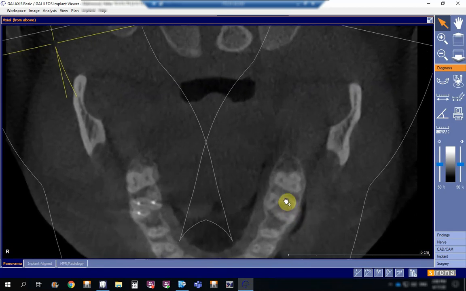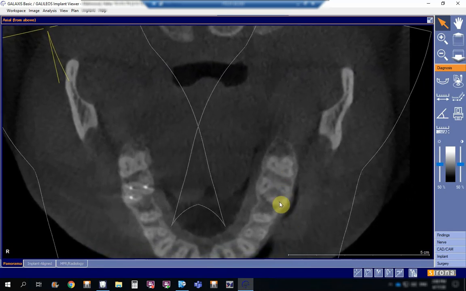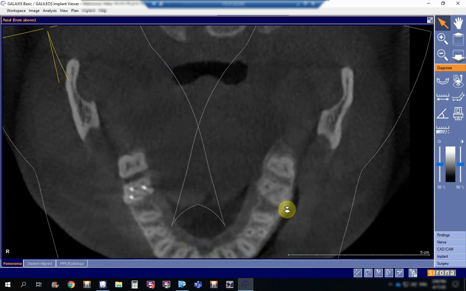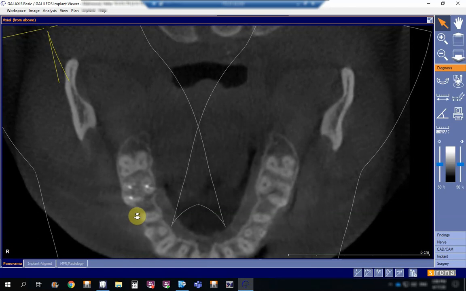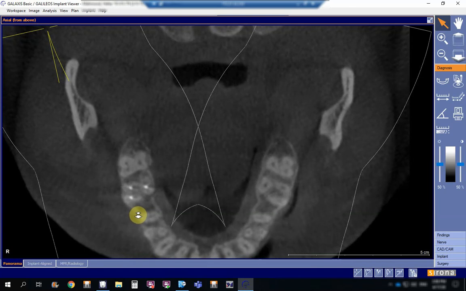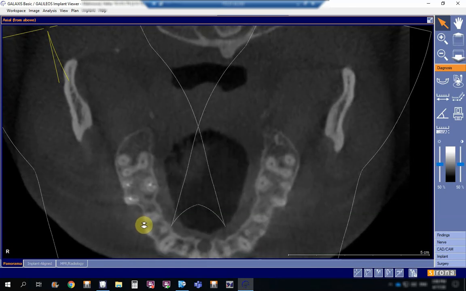Let me enlarge it. I'll bring it closer. This is MB1. Actually, there is no MB2 over here. Another tooth which is root canal filled over here. You can see again that it has no MB2.